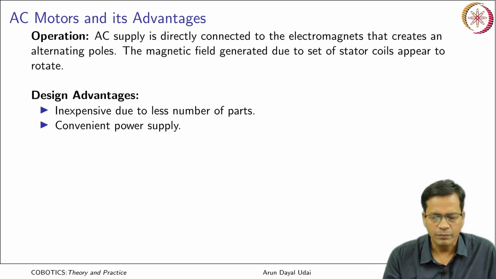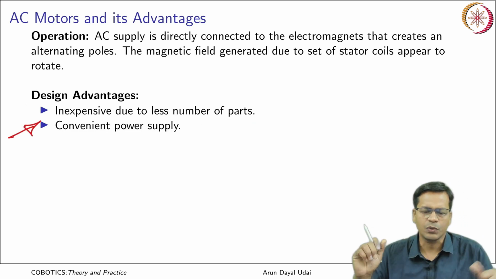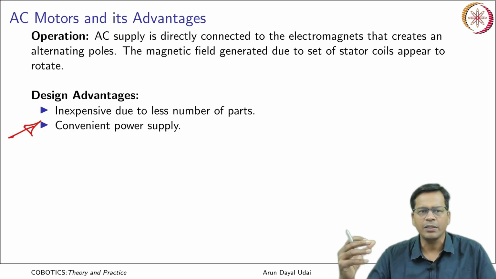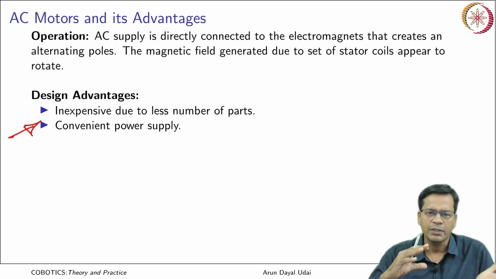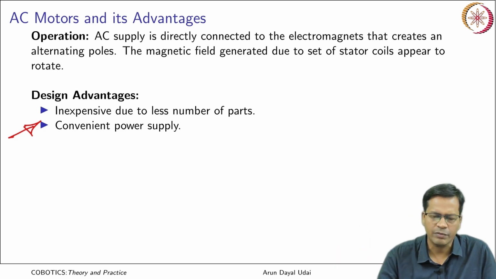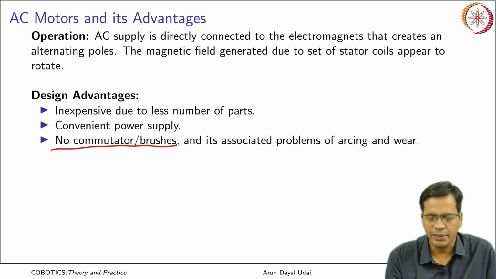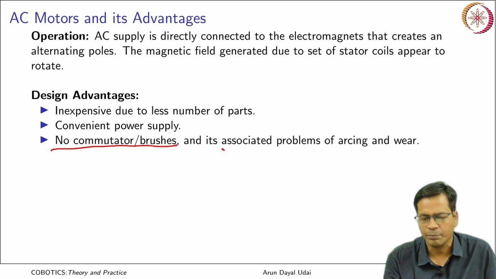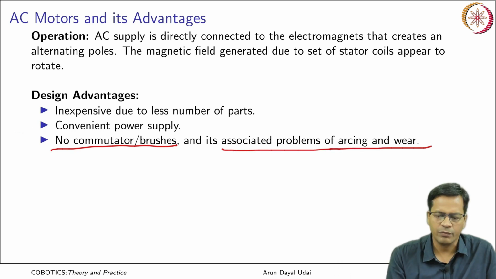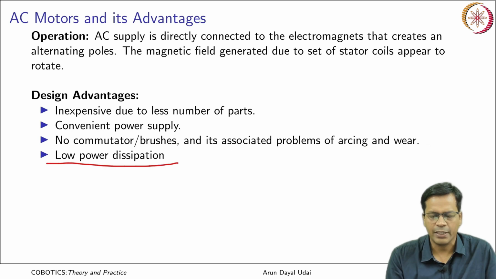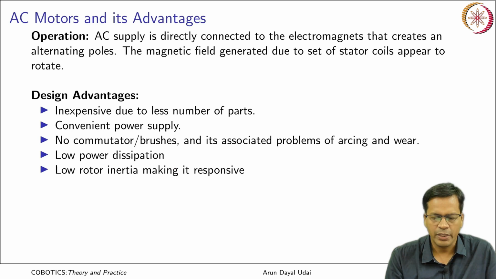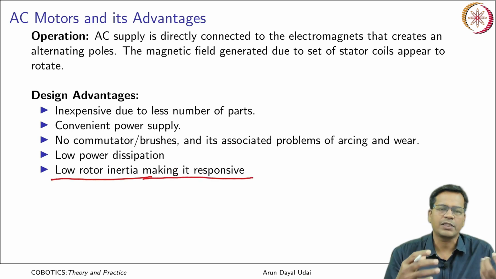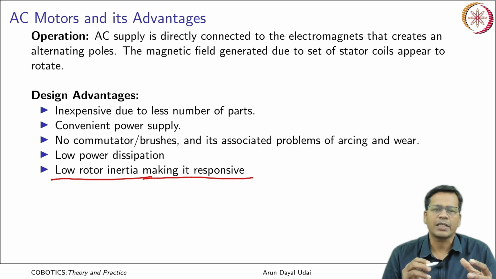So the main design is inexpensive due to fewer parts, just like a BLDC motor. It has convenient power supply because AC supply is readily available anywhere. You just need a transformer to step it down, and at least 50 Hz is easily available. There is no commutator and brushes like DC motors, and none of the associated problems of arcing and wear, which require quite frequent maintenance. It takes less power because power is not dissipated at the commutator. It has low rotor inertia, which makes it responsive. This time the rotor doesn't have a coil, just like a DC motor doesn't have a coil on the rotor.